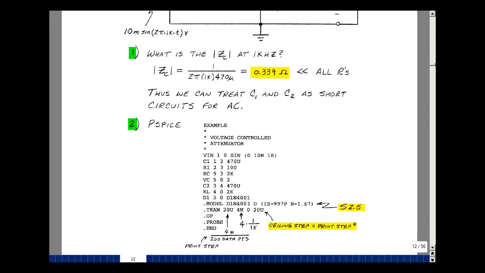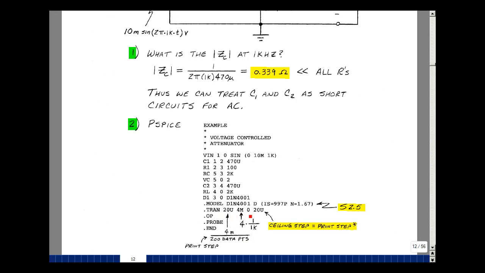Then we got to decide how many cycles we want to plot. So we have 1 kilohertz here. Well, the reciprocal of that is 1 millisecond. If we did 4 cycles, that would be 4 milliseconds, and that's how I picked this number right here. I want to have at least 200 data points on the screen, so I'm going to divide this number by 200, and that's the value of 20 micro.